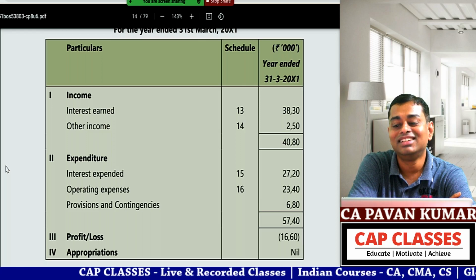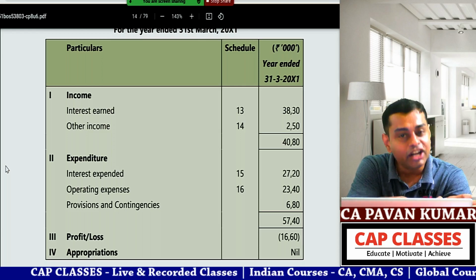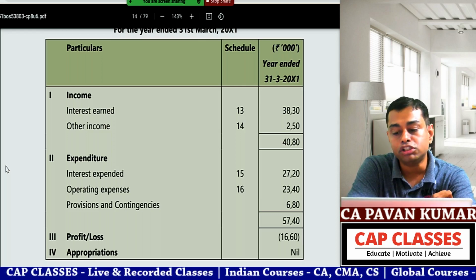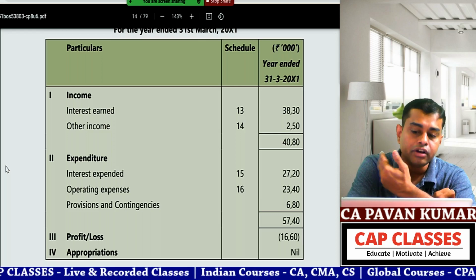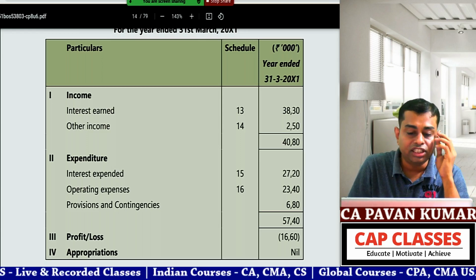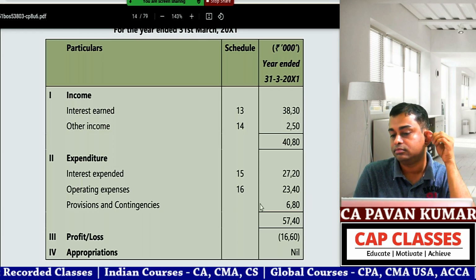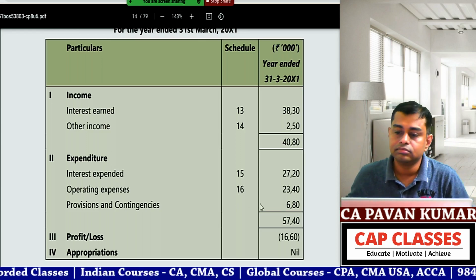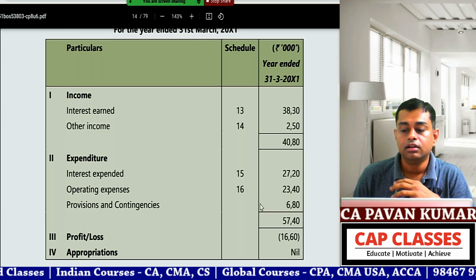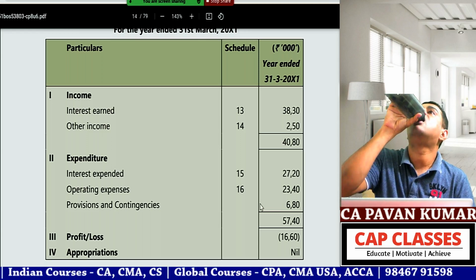17, I need provisions and contingencies. Working note 1. Sorry, not 17, ma'am. For that there is no schedule. 17 you are going to notes to accounts: schedules, notes to accounts, accounting policies. So for this provisions and contingencies there is no 17. If you put 17 here, they will cut 1 mark. Now we have to show it as a working note. Okay, sir.